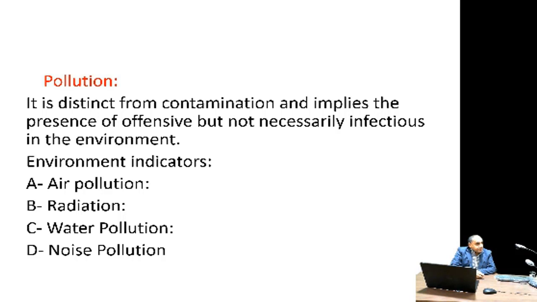Environment indicators: air pollution, radiation, water pollution, noise pollution. طبعا احنا راح ندرس هذه الأمور اللي تؤثر على البيئة وتؤثر على صحة الإنسان اللي هي 4 indicators, 4 environment indicators: the air, radiation, water, noise, pollution.